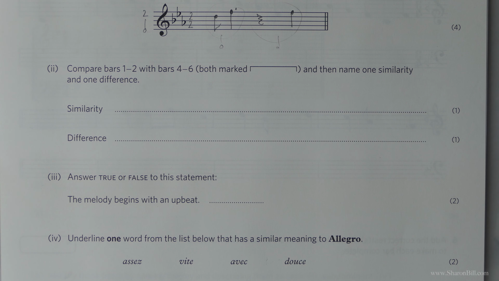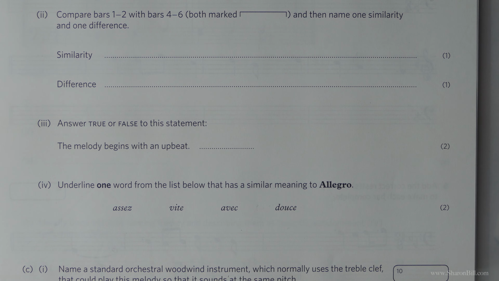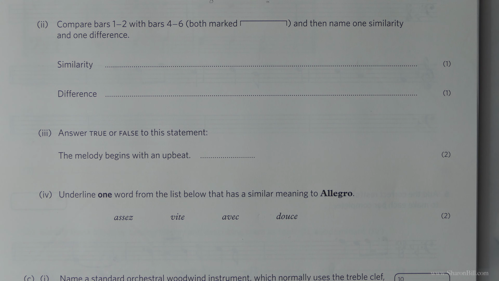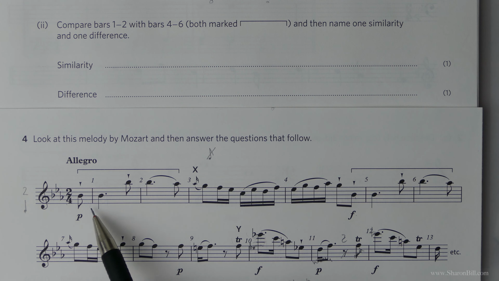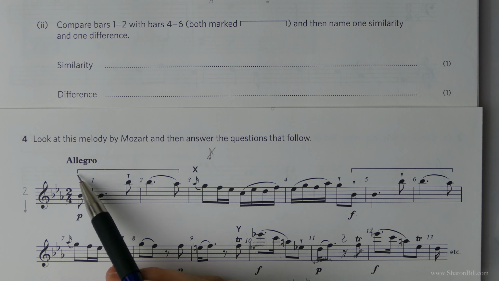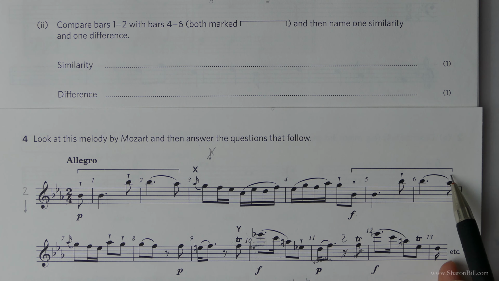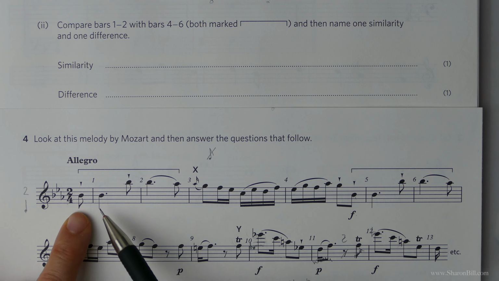Let's have a look at this next section. So we're asked to compare bars 1 and 2 to bars 4 and 6. So we're comparing bars 1 and 2 to 4 and 6 with the upbeats by the looks of it, marked with the brackets. So we need to find some similarities and some differences. So let's have a look.